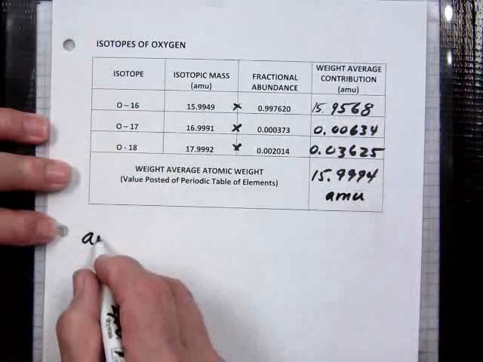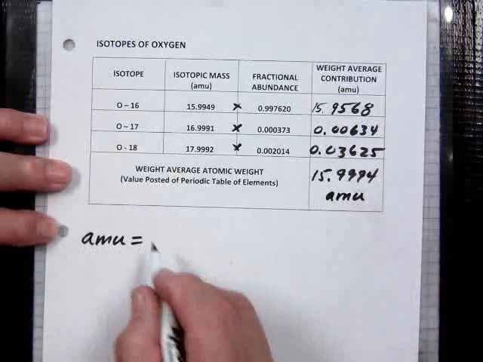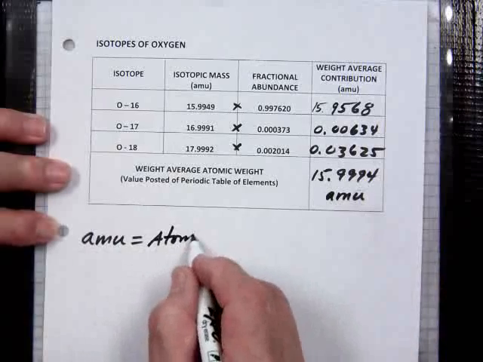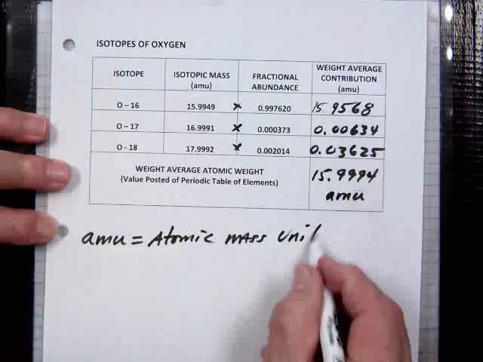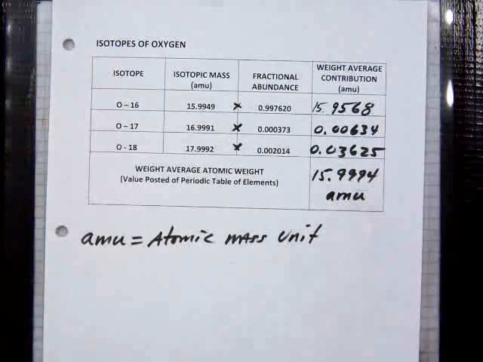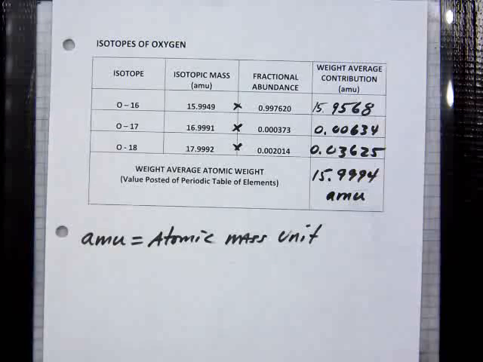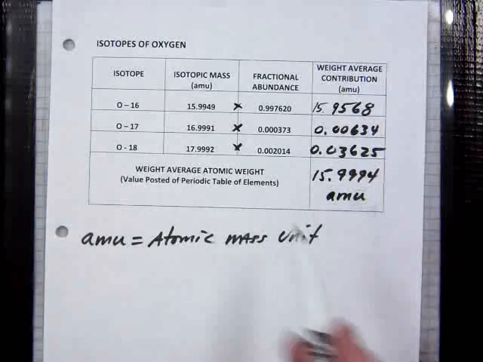And AMU is an atomic mass unit. An atomic mass unit is a relative mass weight. What do I mean by that? Well, it's relative to carbon-12 is what the reference number is. So there is a mass of oxygen over a mass of carbon.